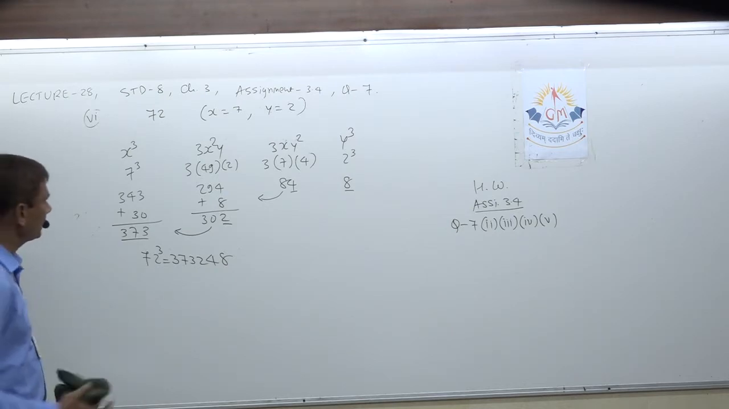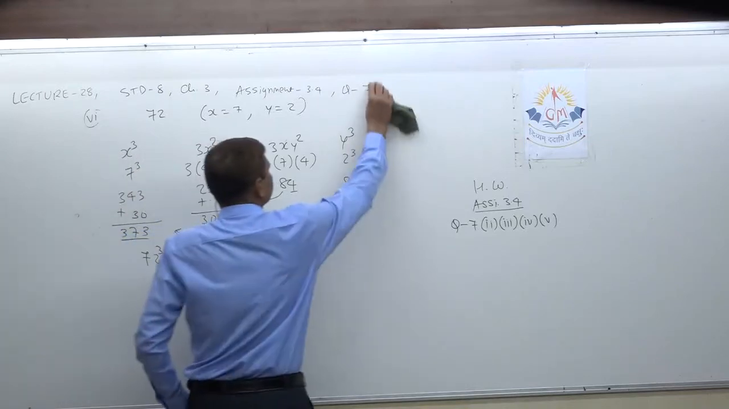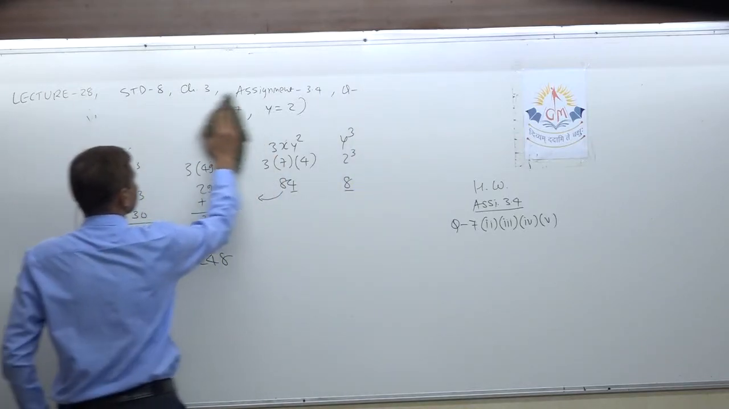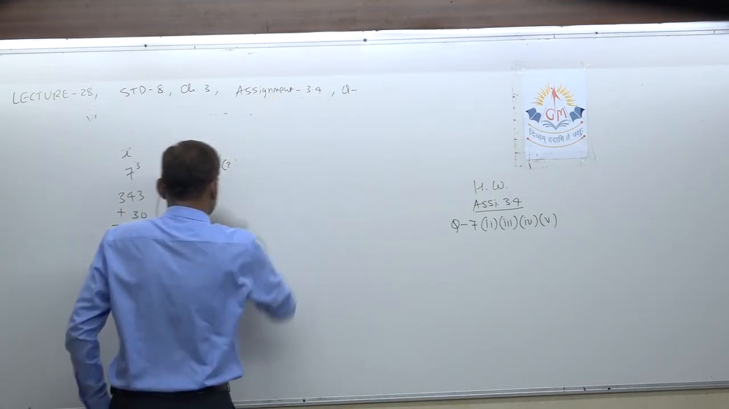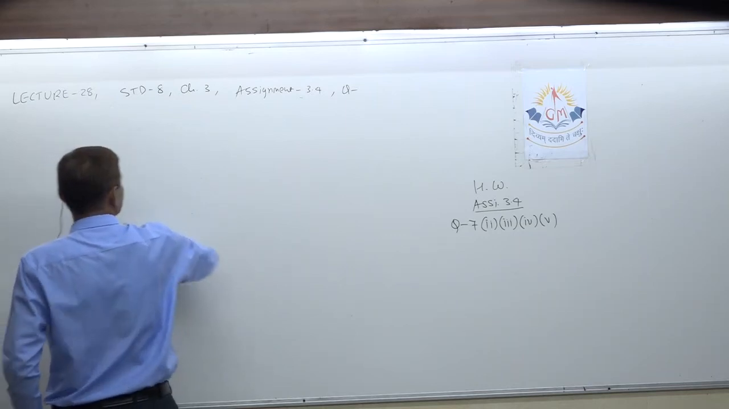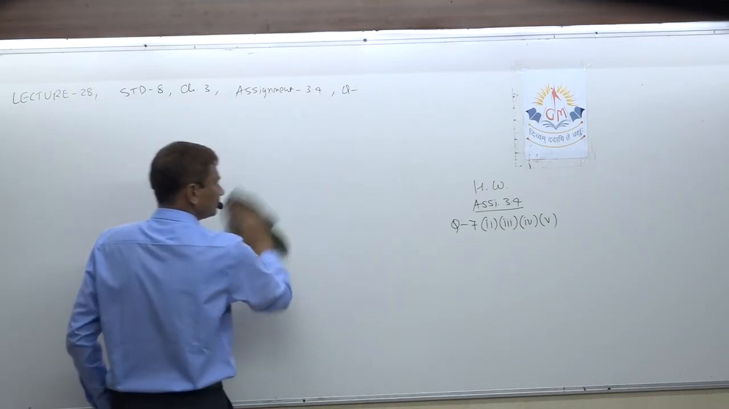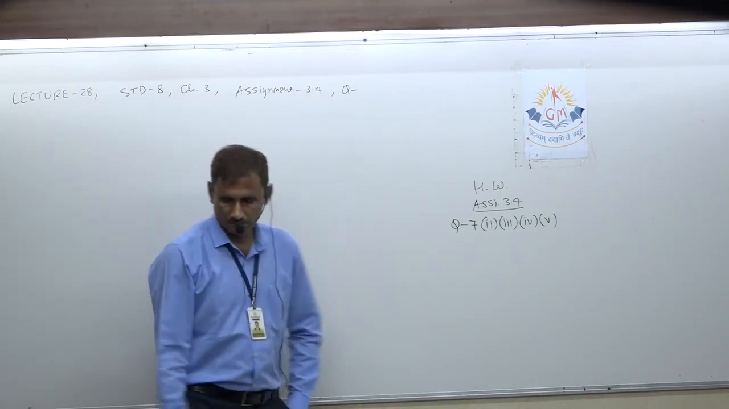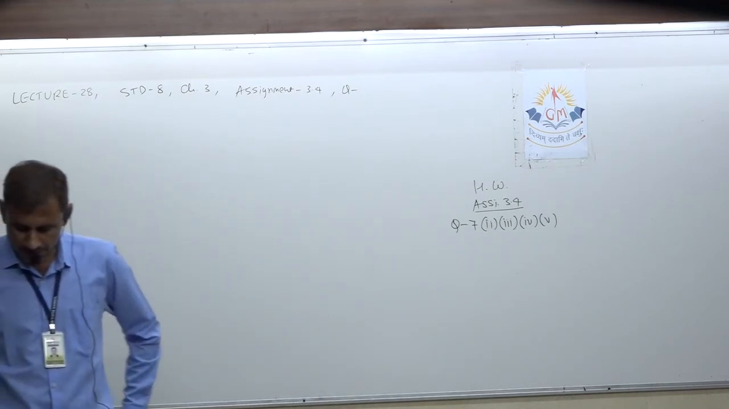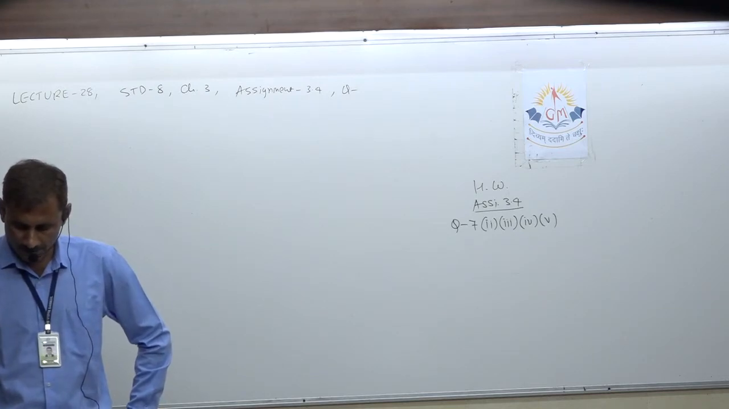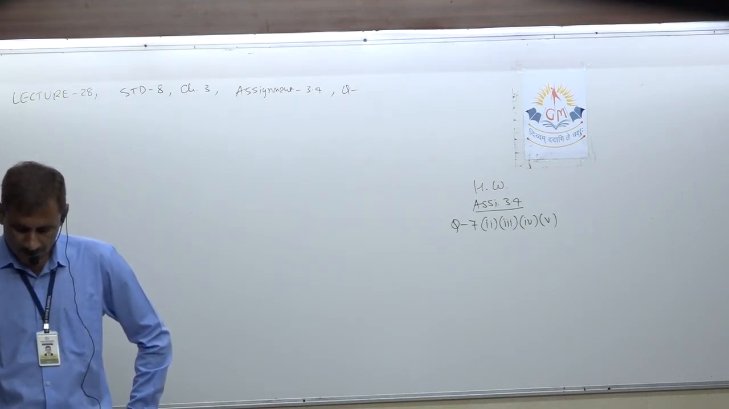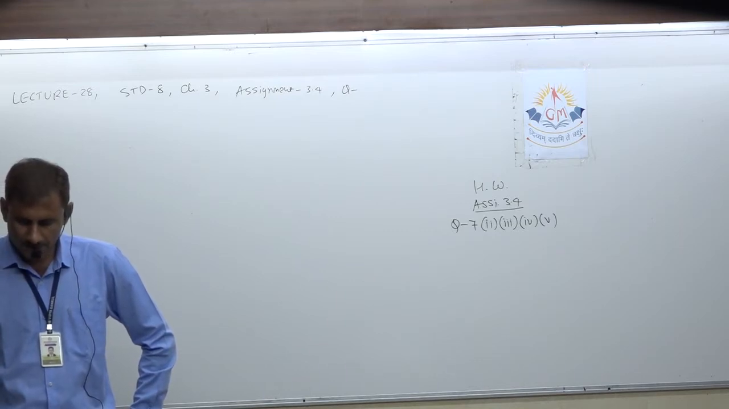Okay, now main question number 8. What is the smallest number by which 1372 must be multiplied so that the product becomes a perfect cube? Find the required perfect cube so obtained.